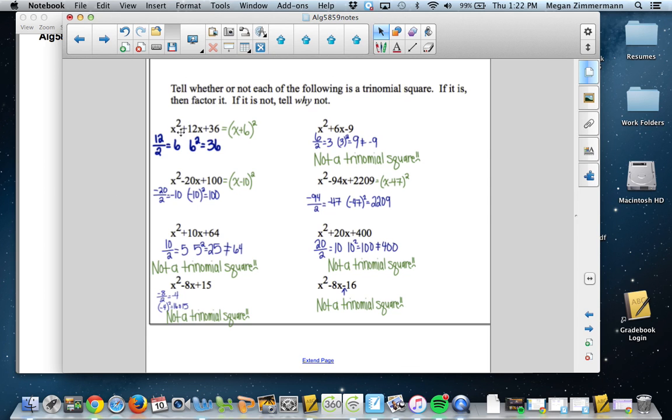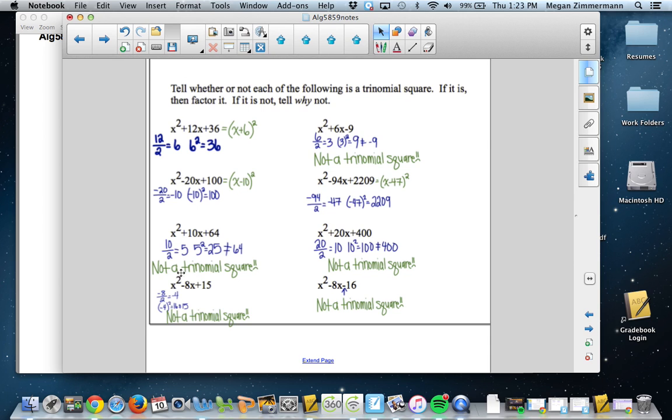Okay, here are the solutions. The first one, x squared plus 12x plus 36, factors into x plus 6 squared, because this 6, when you multiply it by 2, you get 12x, but when you square it, you get 36. X squared minus 20x plus 100 is x minus 10 squared. And you get the minus 10 because negative 20 divided by 2 is negative 10, and then negative 10 squared is 100. So it is a trinomial square, so that's how we knew how to factor it to x minus 10 squared. And then you can just take a look through all of these other solutions, double check your work versus my work.